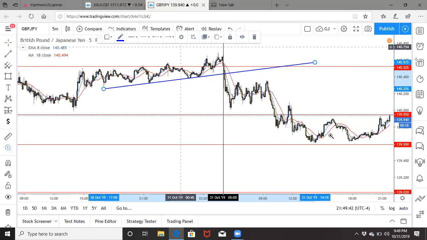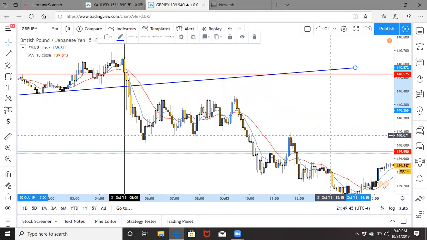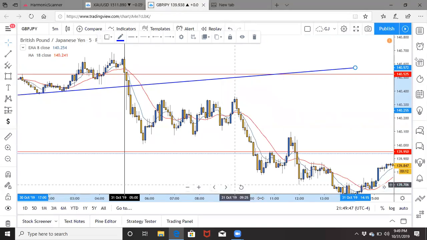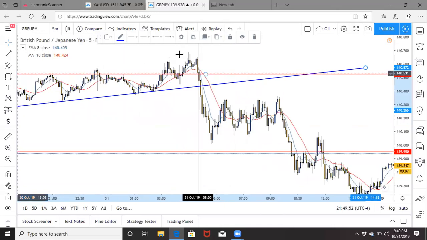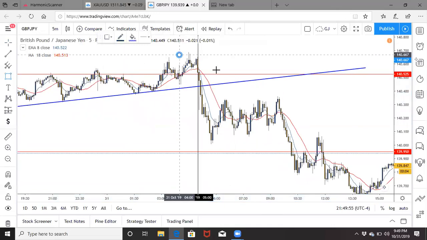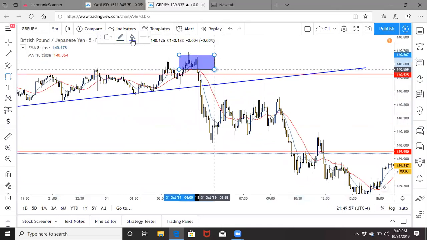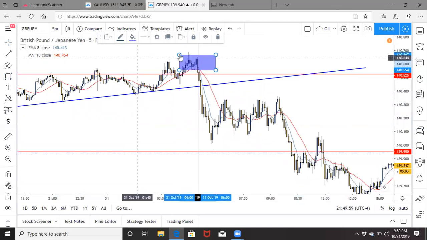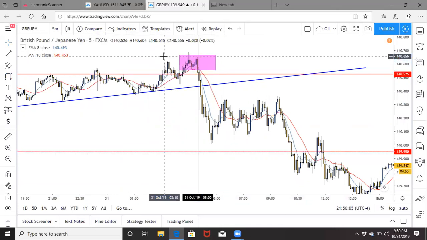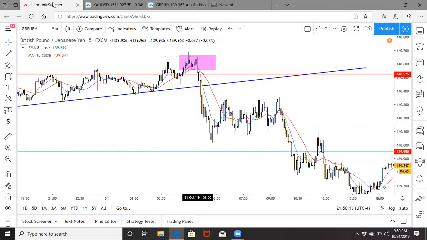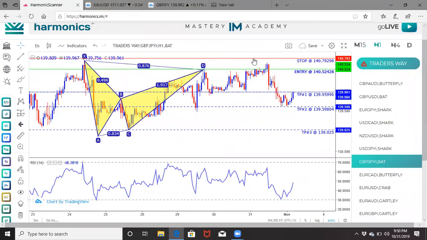Let's highlight this. The scanner is calling for a sell, right? This area right here was key. Let me change my color. So this pink zone was key. This was the zone where you had your confirmation, something happened. All right, boom.